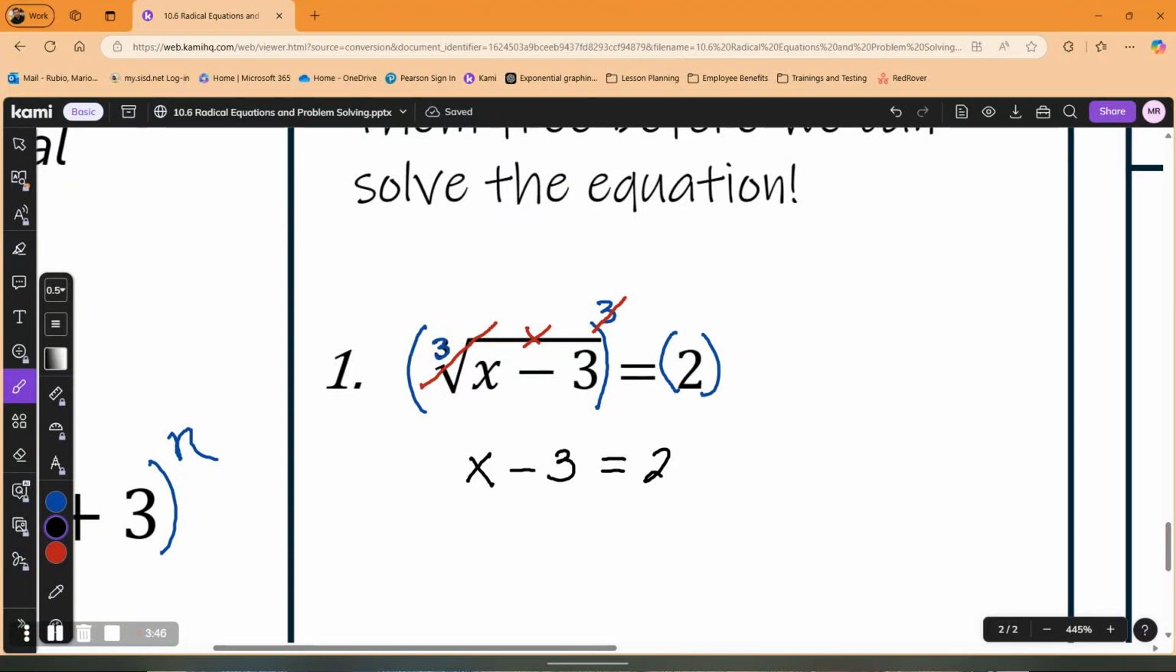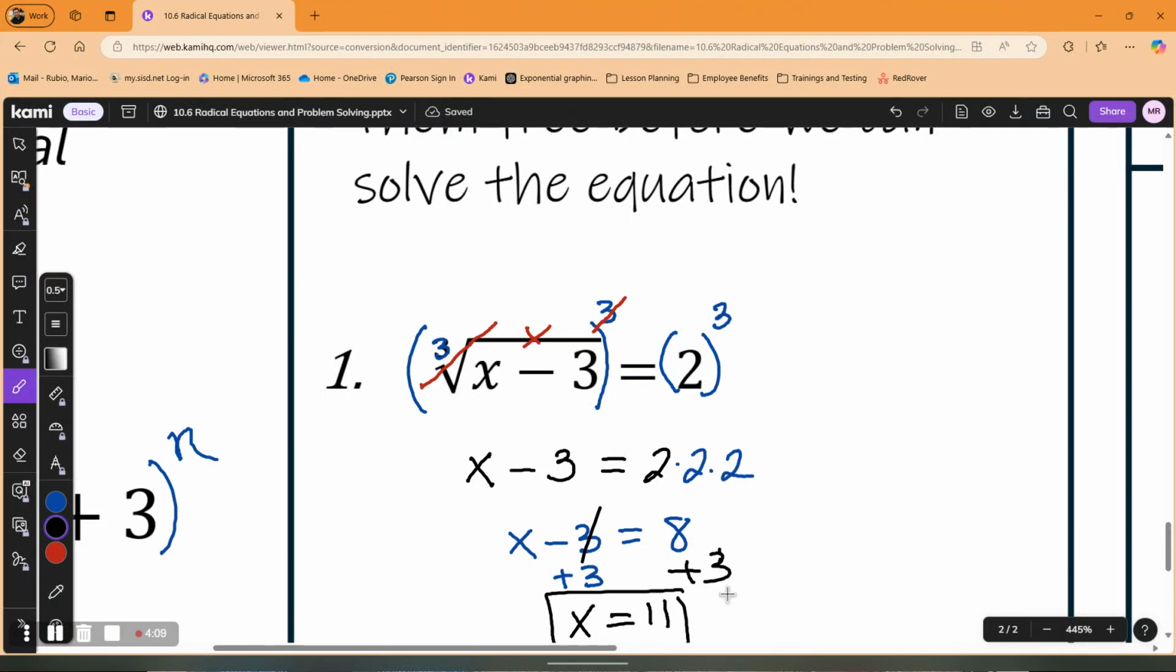So what's left is what's inside the radical, and then this is 3. This becomes 2 times 2 times 2, which is 8. x minus 3 equals 8. Add 3 to both sides. Those cancel, and I've got x equals 11.